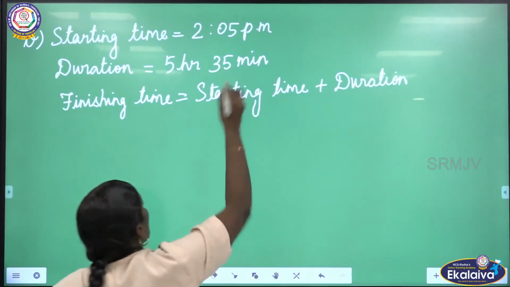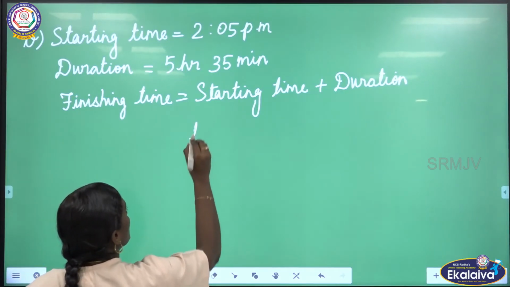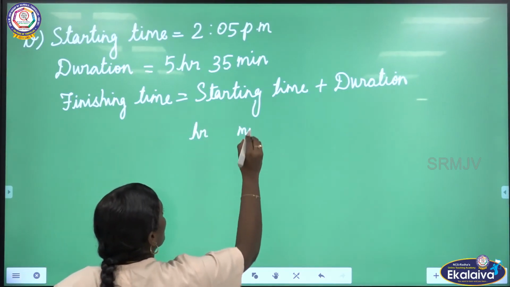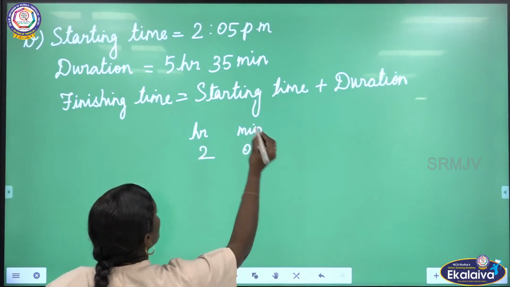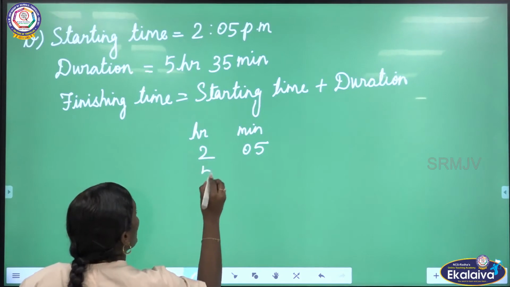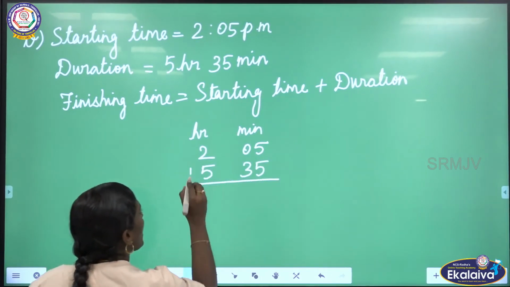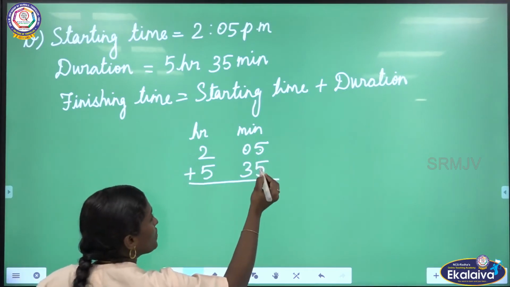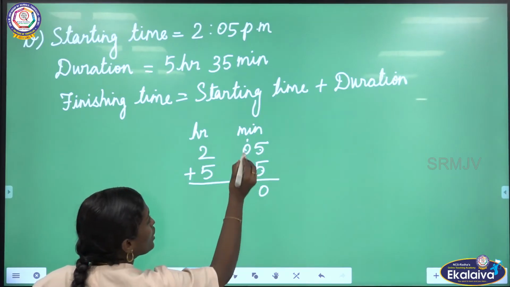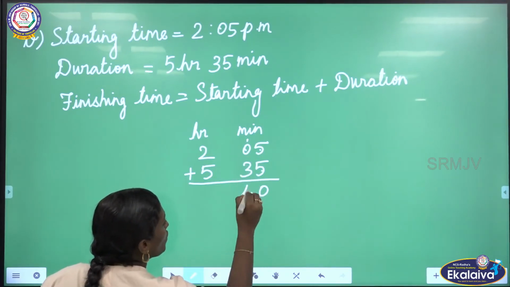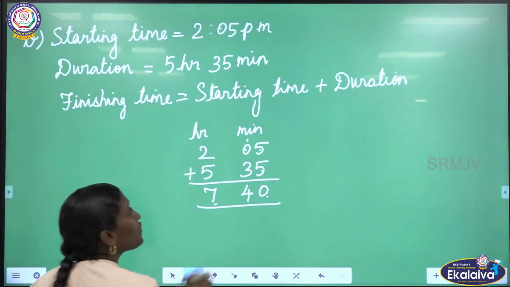So here 2:05 p.m. is given. So first we have to write as hours and minutes. Here 2 hours, 5 minutes. Then duration is 5 hours, 35 minutes. Now we have to add. Here 5 plus 5, 10. 0 here, 1 carry over, 1 plus 0, 1, 1 plus 3, 4. Here 2 plus 5, 7. Here we are getting 7:40.